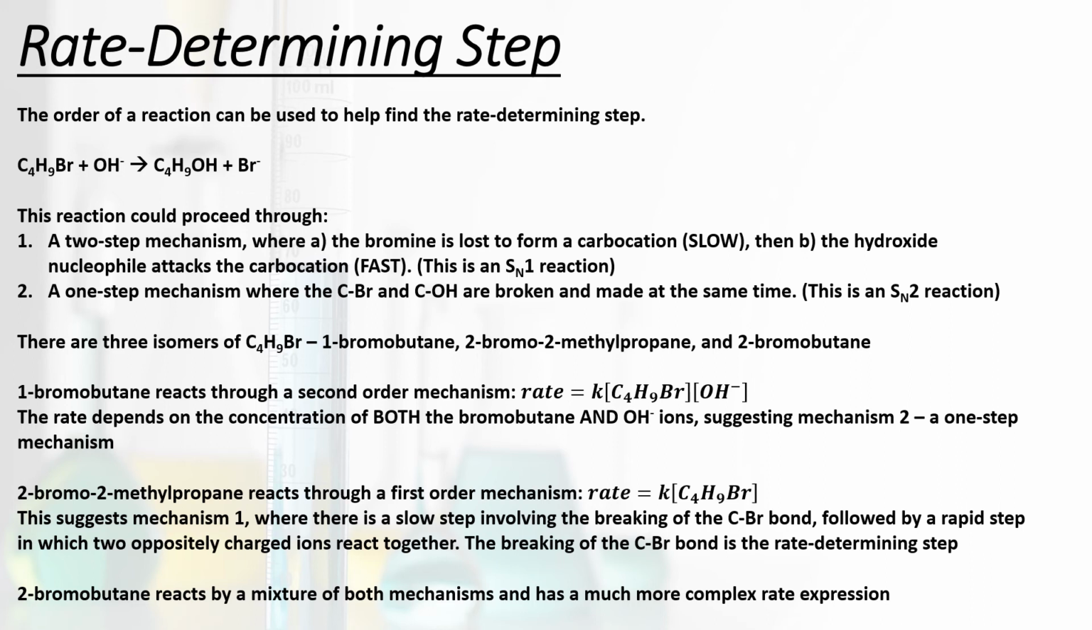The rate determining step is the breaking of the carbon-bromine bond to form the carbocation, followed by the rapid step in which the two oppositely charged ions react together. And so that C-Br breaking step is the rate determining step. And so this makes sense. Our hydroxide isn't involved until the second step. And so because the first step is the rate determining step, we don't see the hydroxide nucleophile in our rate equation. And so this suggests that it's actually an SN1 reaction, mechanism 1.